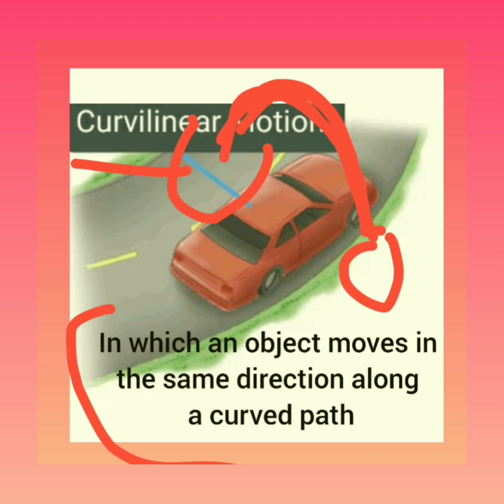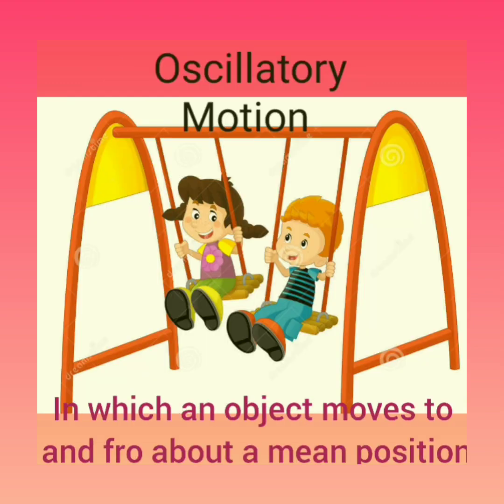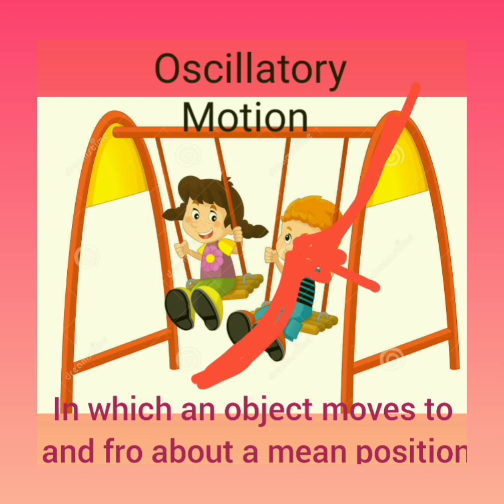Circular motion. Circular motion is a motion in which an object moves in a circular path. You can see some of the vehicles moving in a circular path. Oscillatory motion. Oscillatory motion is a motion in which an object moves to and fro about a mean position. See, to, fro, to, fro. Here is the mean position. So, to, fro. This is an oscillatory motion.